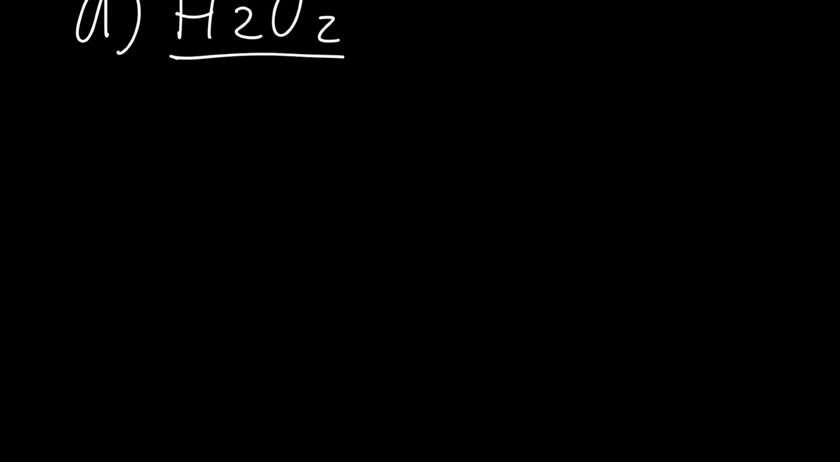Okay, so now to get started with the actual problems, parts A through C. Part A is a molecule called H2O2. So this is a molecular formula that we're given. The first thing we need to do is find the empirical formula.